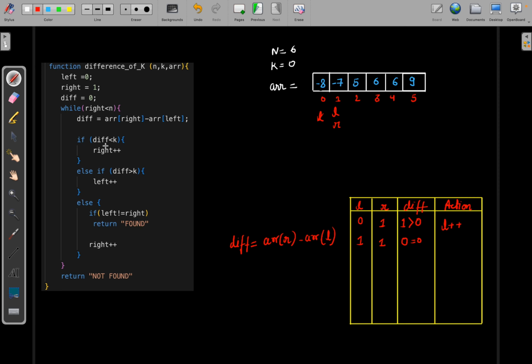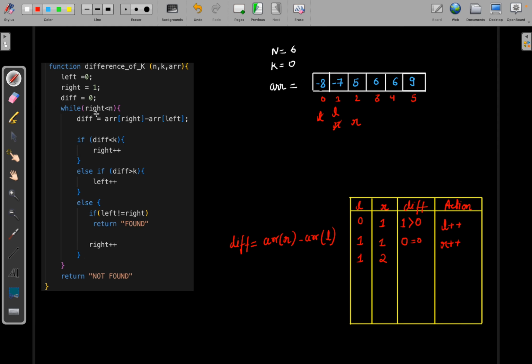Difference is not less than k, difference is not greater than k, difference is equal to k, right? But if left and right are both equal, then they are not different, so I need to return false. If both are equal, do right plus plus. So I will simply move my right pointer. My left pointer will be the same, and right pointer is pointing to 2.